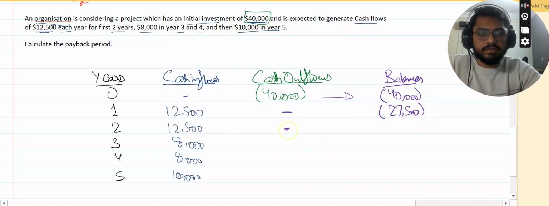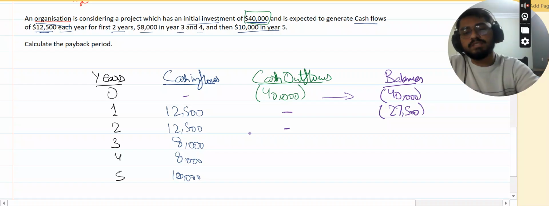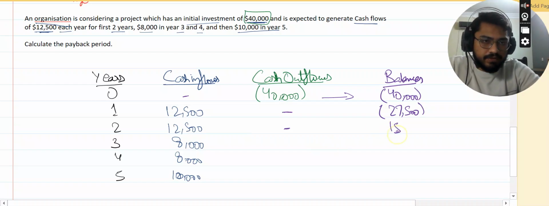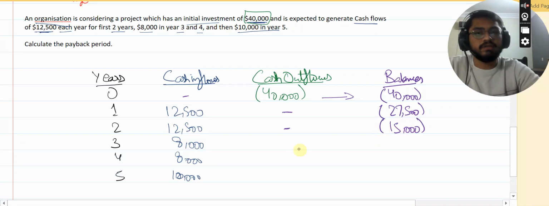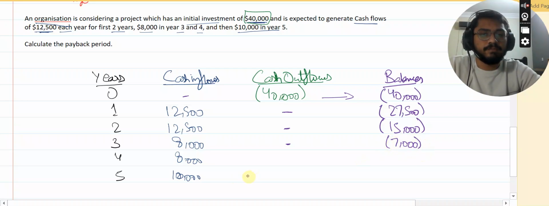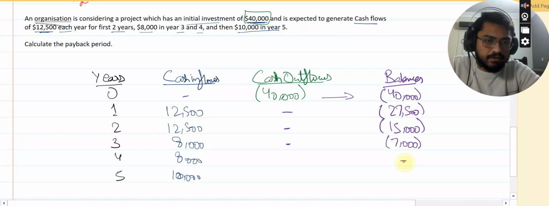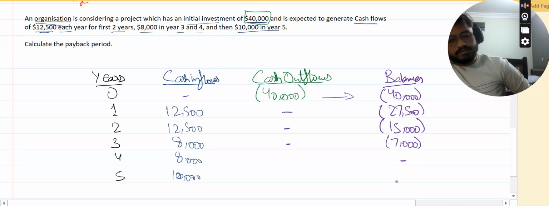Then after year 2, another $12,500 has been recovered, which means that at the end of year 2, $15,000 needs to be recovered. Then in year 3 we have recovered a further $8,000. So at the end of year 3 we need to recover a further $7,000. And then in year 4, as we have a cash inflow of $8,000 and the amount that needs to be recovered is $7,000, this means that we have fully recovered all of our investment.